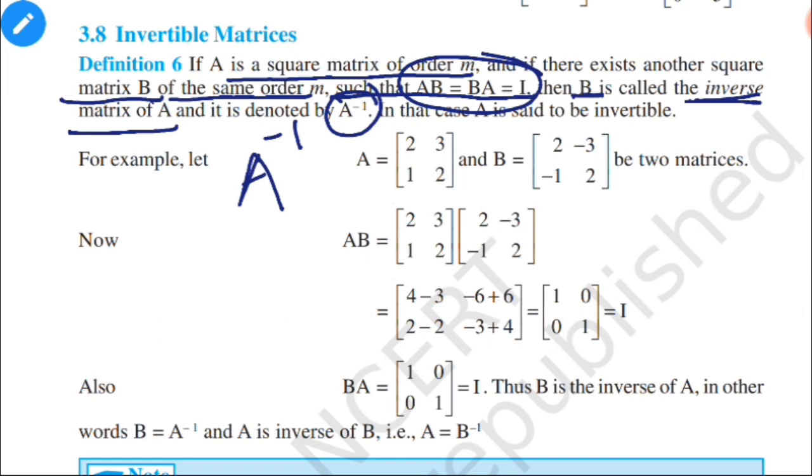If A inverse exists, we will say A is said to be invertible. If A is invertible, it means A inverse exists. If B is invertible, it means B inverse exists.